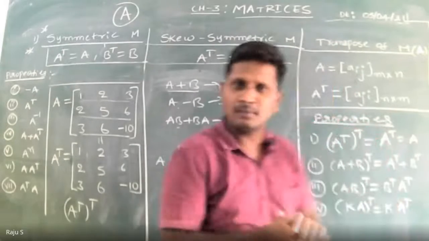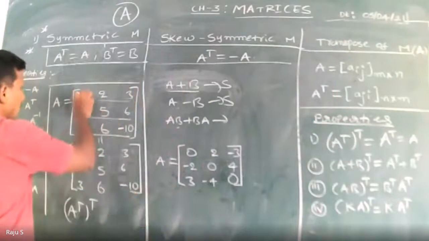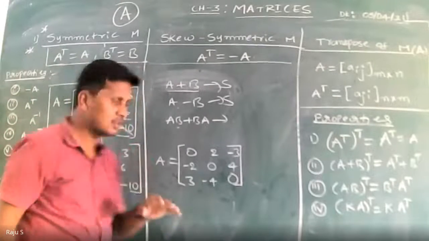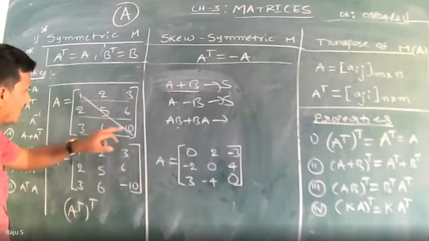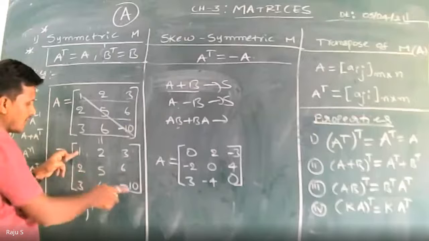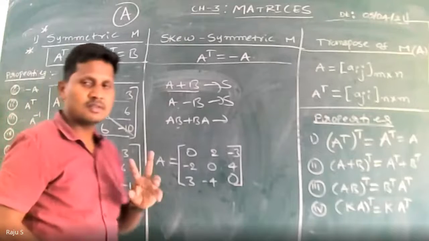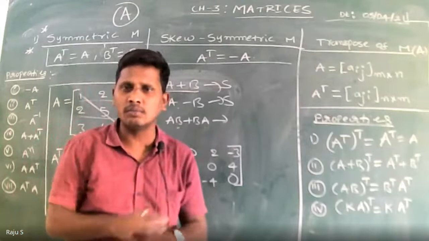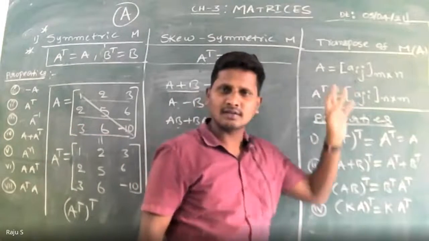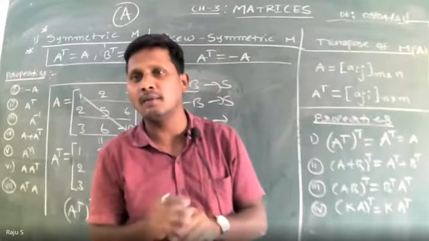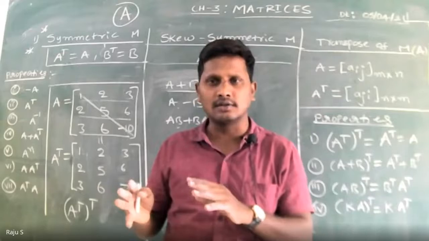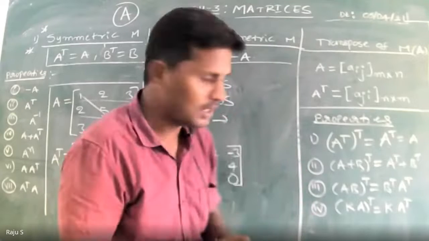If you observe the symmetric matrix, the diagonal stays whatever it is, because the diagonal elements cannot be changed. Here 1, 5, 10, here also 1, 5, 10. The diagonal in a symmetric matrix should not change. Not only in a symmetric matrix, even in the transpose of a matrix, the diagonal elements cannot be changed. Only the non-diagonal elements will be changed.